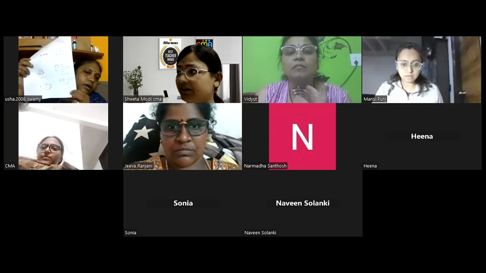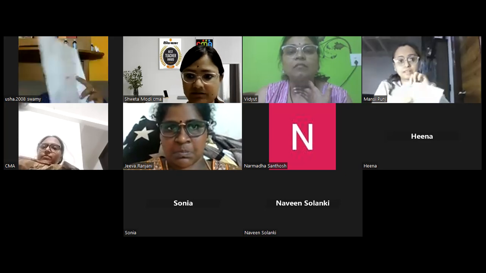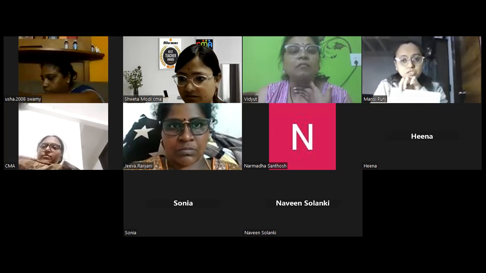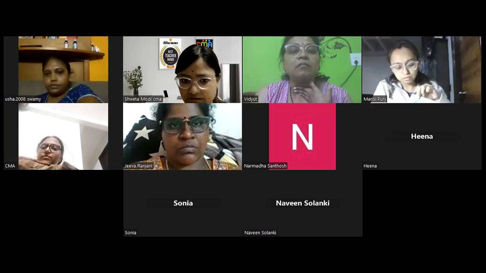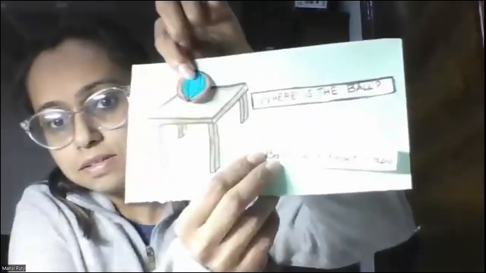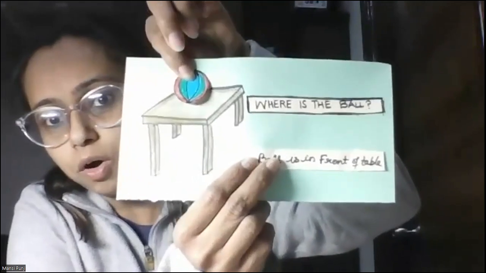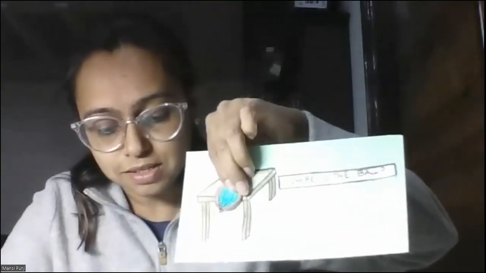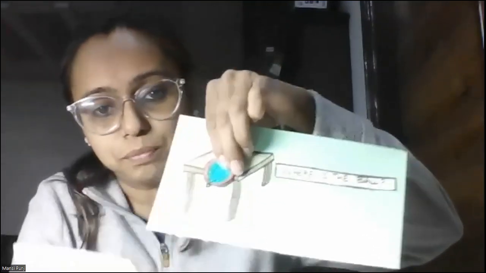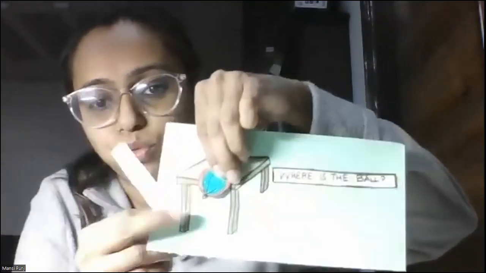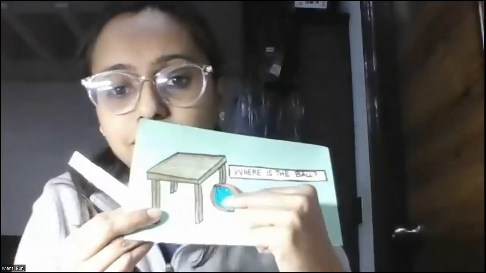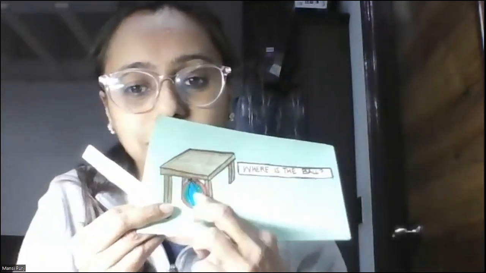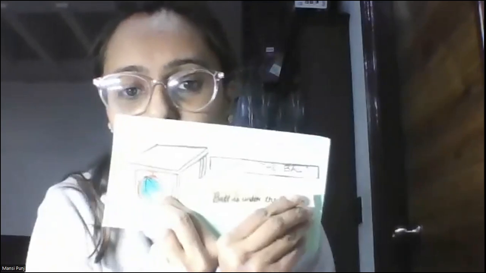Has anyone else made anything? I've made this also, ma'am. If you can see, this is a preposition resource which I have created. Where is the ball? On the table. We can change this to under the table. We can put the ball here and move it underneath. We can keep it here and tell the child to pick up the sentence.